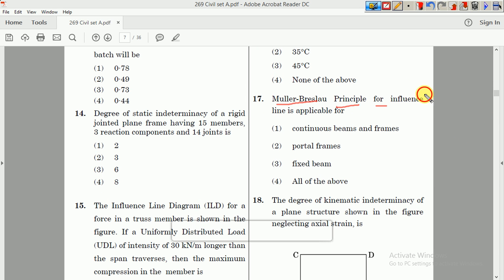Muller-Breslau principle for the influence line diagram is applicable for continuous, portal, fixed. So the answer is all of the above. If you are familiar with the concept of influence line diagram, this is a very easy question.